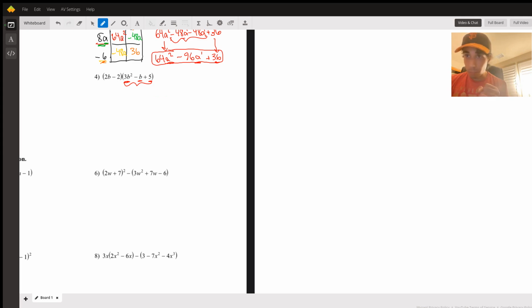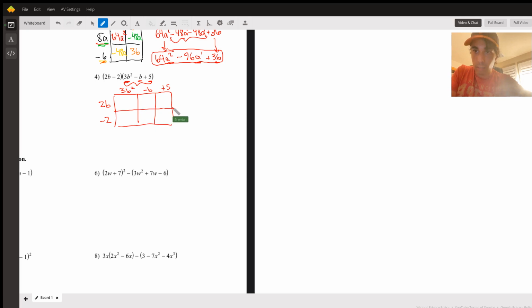Same thing, just another box method. It's just a little bit bigger this time. So you got 2b, a negative 2, and then you've got 3b squared minus b plus 5. All right. So same thing we've been doing.